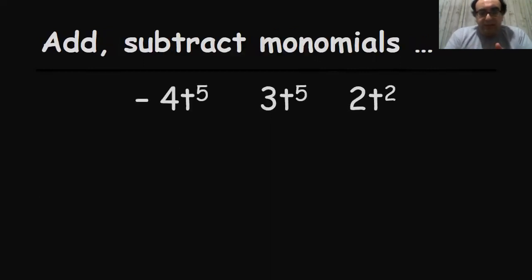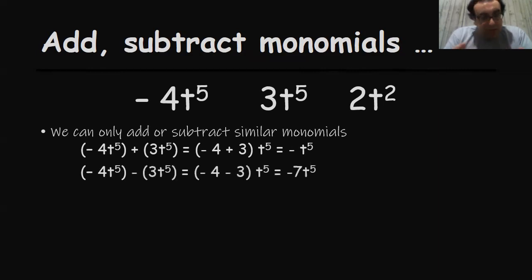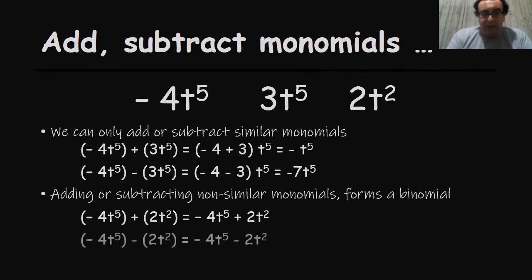We can add monomials only if they are similar. So minus 4t to the 5th can be added to 3t to the 5th by adding the coefficients and conserving the same variable and exponent. We can subtract them by subtracting the coefficients also. When we add or subtract non-similar monomials, we form binomials. As you can see, we can form a binomial by addition and by subtraction.